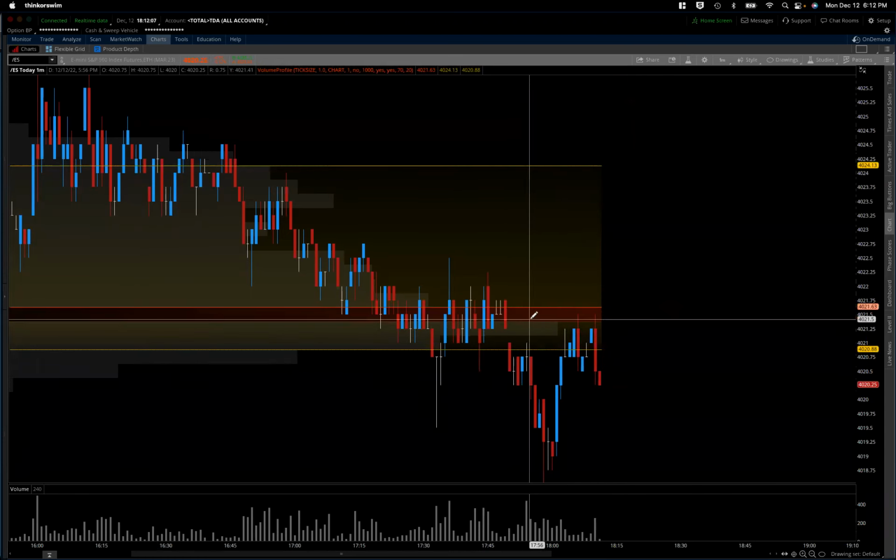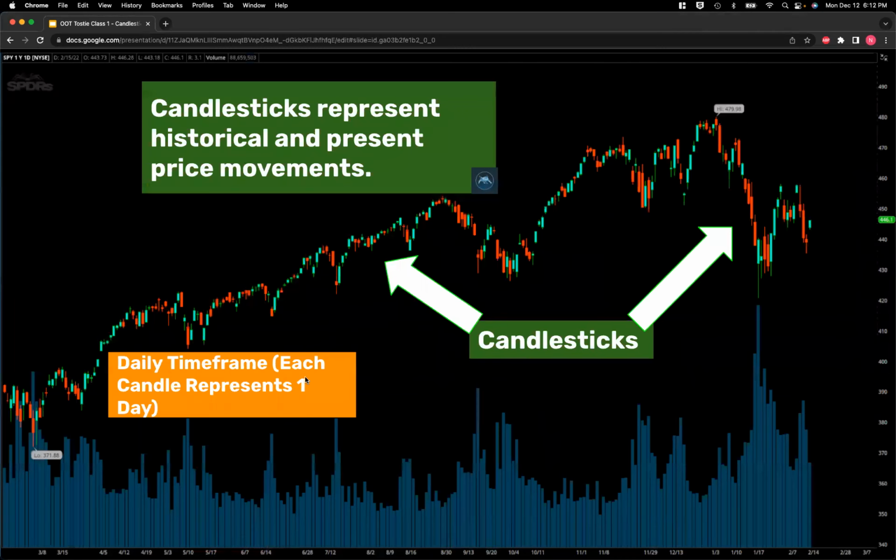But each candlestick chart has some different use cases. But for the most part, the larger time frames are more significant. Can anybody make any guesses or have any reasons why I might say that candlesticks on the daily, the weekly, or the monthly chart are more significant than candlesticks on the 1 minute chart? Does anybody have any guesses as to why that might be the case?